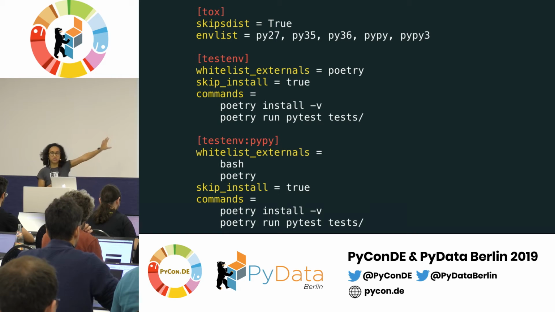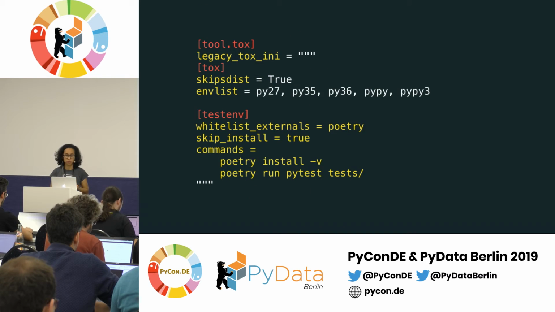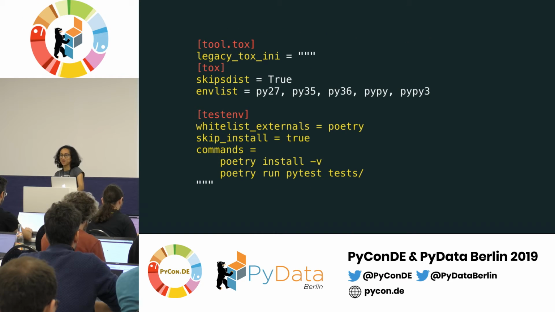You can find this in the Poetry repository, under issues, because someone asked about it already. And also, Tox now supports configuration in pyproject.toml as well, but right now it's the legacy tox.ini, so you could copy this and then paste this into your TOML file if you really want to get rid of tox.ini.